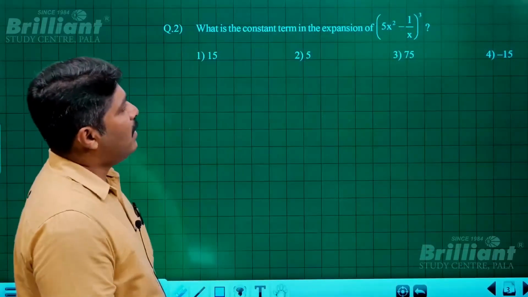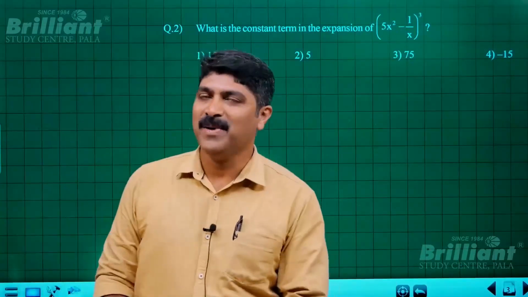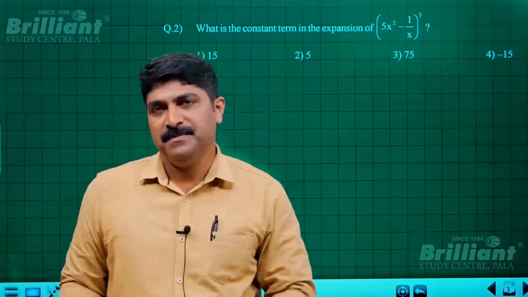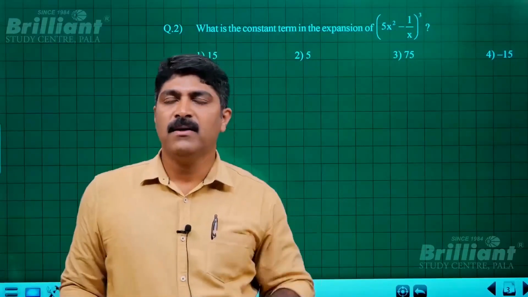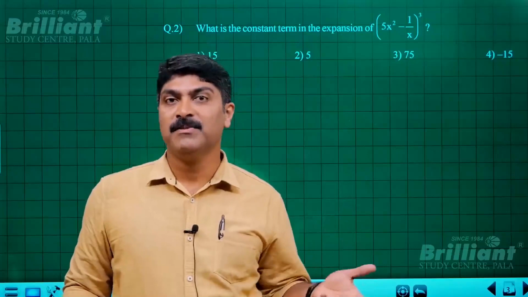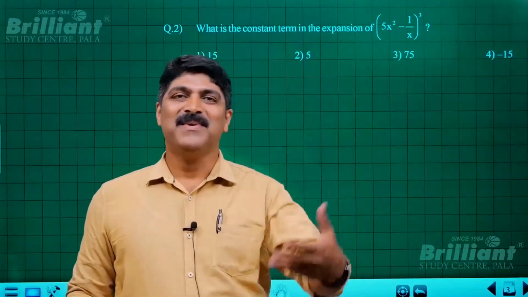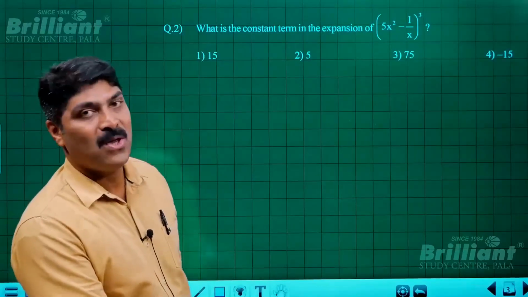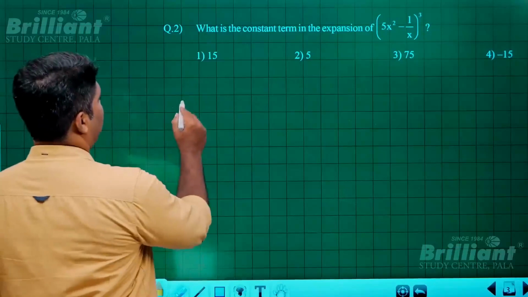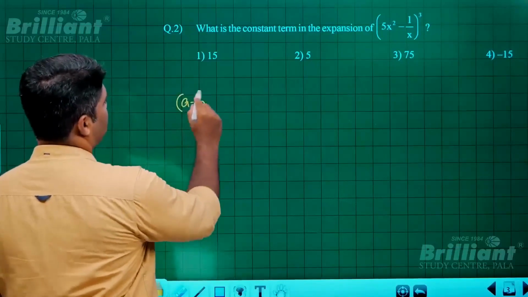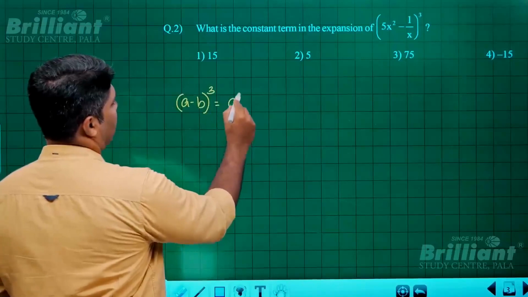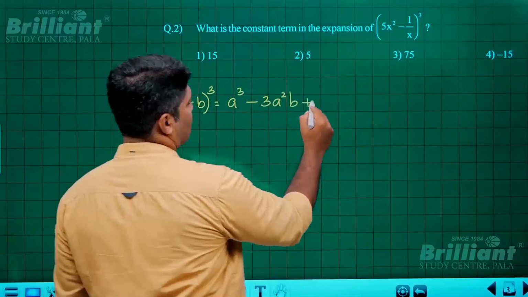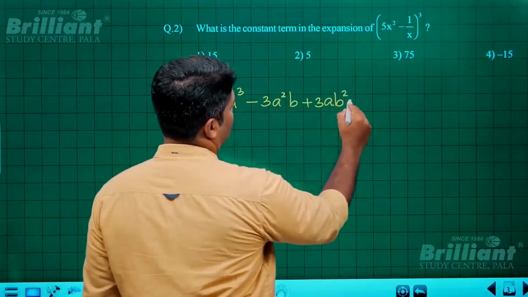So it's another important question from the area of binomial expansion. Here we have to find out the constant term in the expansion. As you know, you can recall the expansions like a plus b the whole square, a minus b the whole square, a plus b the whole cube, a minus b the whole cube. Here it is cube, that is a minus b the whole cube. So just recall, what is a minus b the whole cube? It is very simple: a cube minus 3a square b plus 3ab square minus b cube.